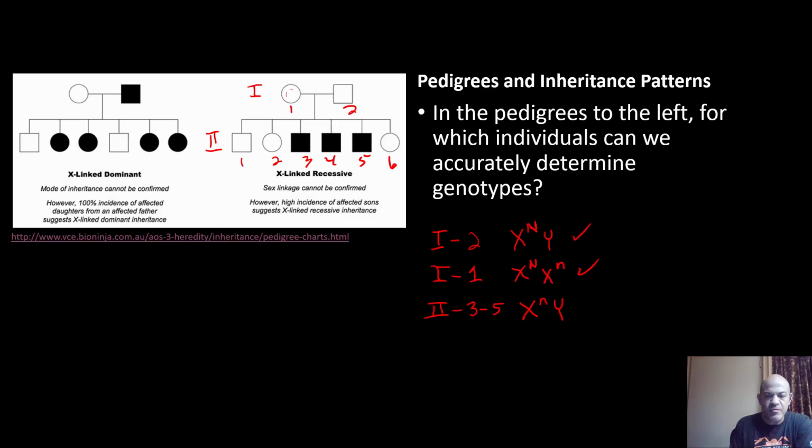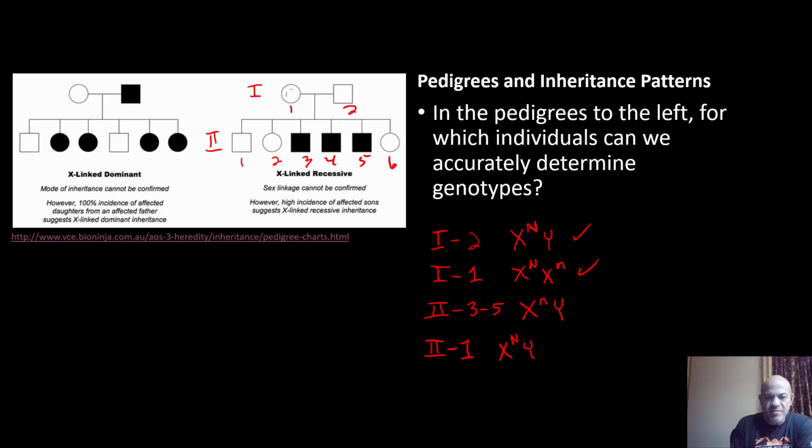The only other one I think that we would know for sure would be the first male in the second generation. Because he does not have the recessive trait, and since he only has one copy, he has to have the dominant allele, and that would be his genotype.